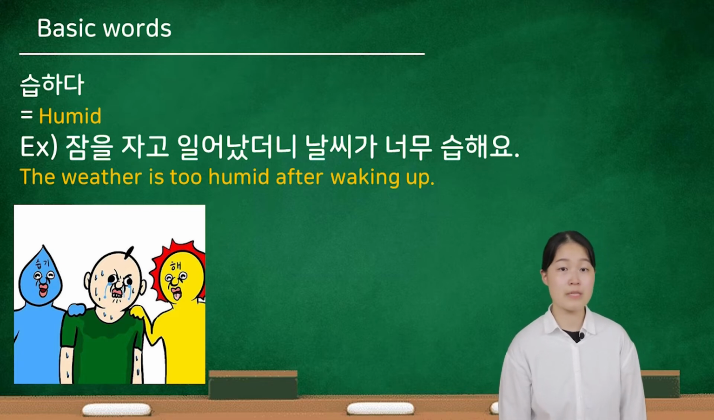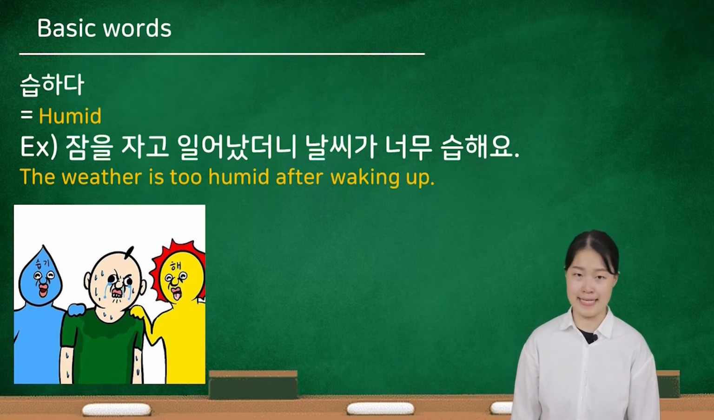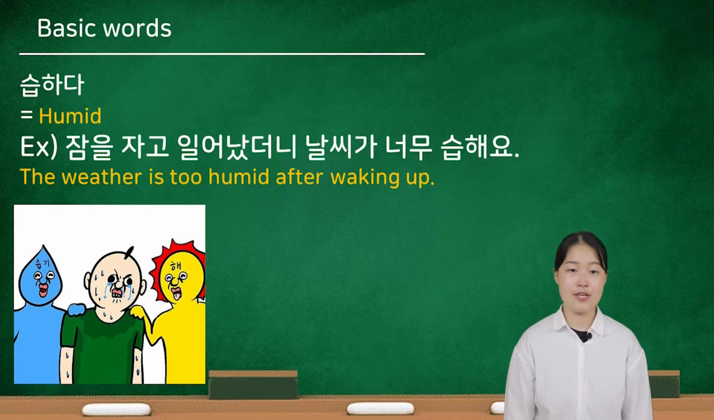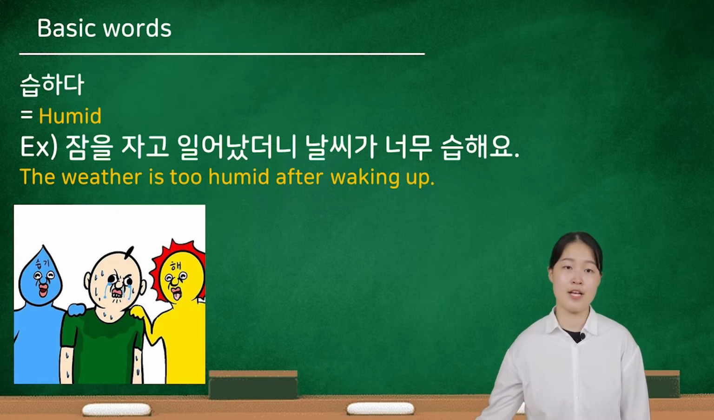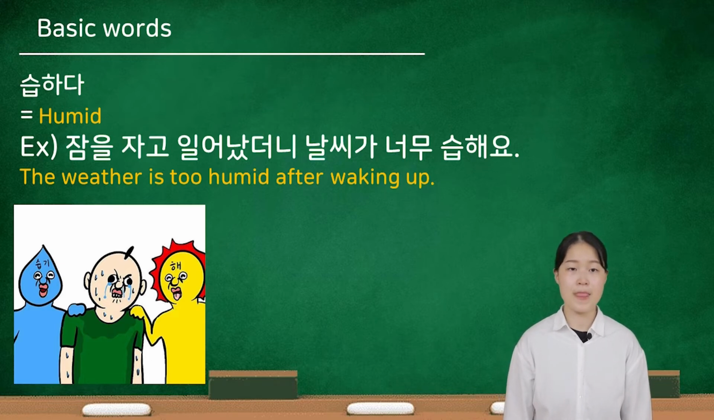The last word to learn is 습하다. The meaning of 습하다 is humid. It can be used when the weather is humid. For example, you can say 잠을 자고 일어났더니 날씨가 너무 습해요.